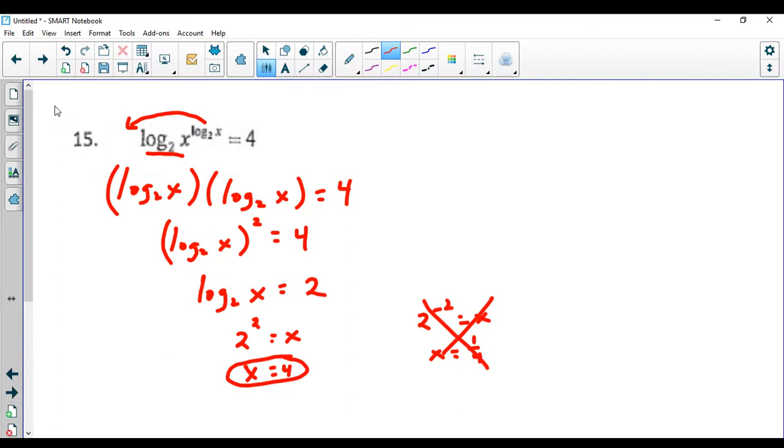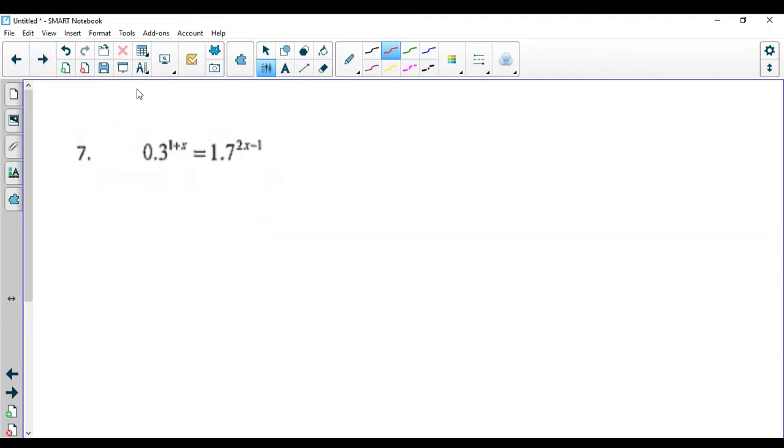So those are all examples where we already had logarithms in the equation. Let's look at a couple where we're missing the exponents. So on number 7, you had 0.3 to the 1 plus x power, and that's equal to 1.7 to the 2x minus 1 power. Well, anytime we're missing exponents, we said that the best way to try to solve it was to bring it down out of the exponent by doing the log of both sides. So I'm going to bring down the exponent of 1 plus x, and I can do that if I do the log of 0.3.